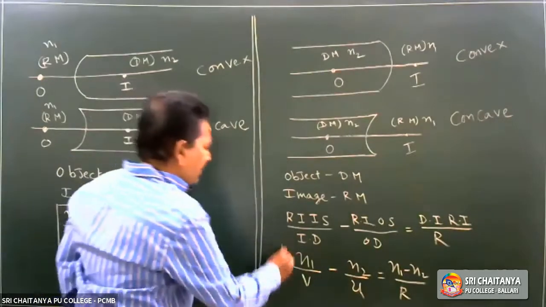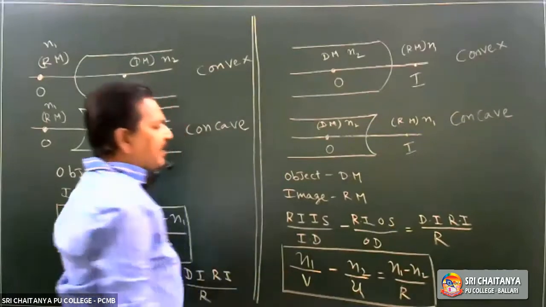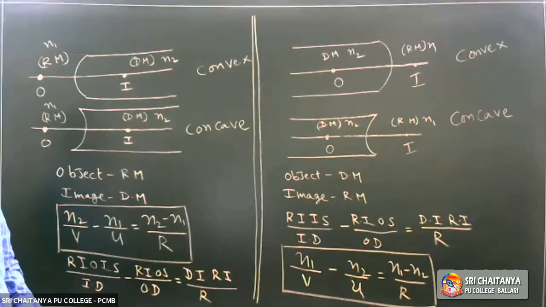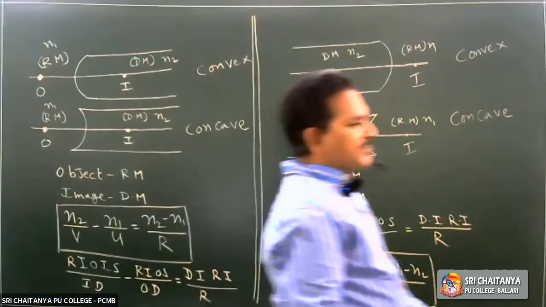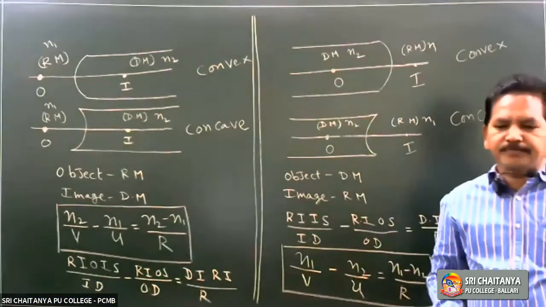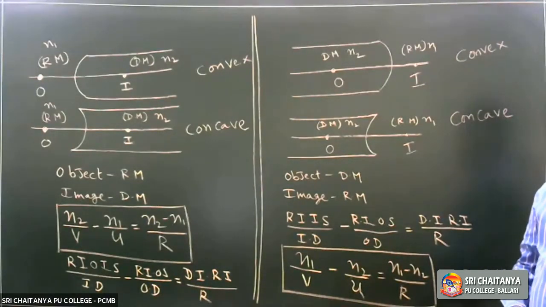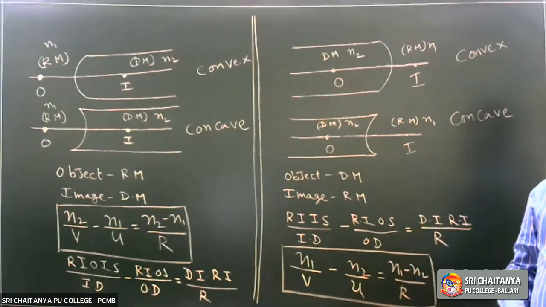This is the expression for the refraction at a spherical surface when the object is in the denser medium and image in the rarer medium. Only two cases. These two are useful in the next derivation part also. If you know these two, it is very easy to derive the lens maker formula. Only two formulas in the case of refraction at a spherical surface.